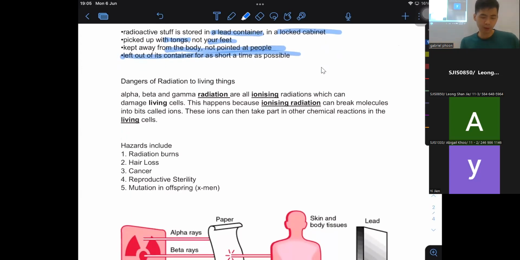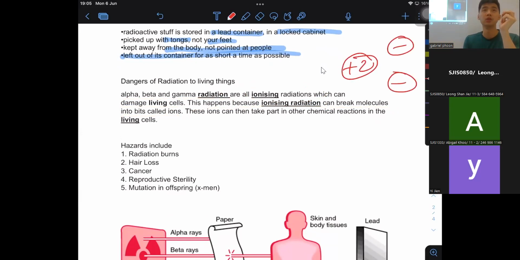So the final part here: alpha, beta, and gamma radiation are all ionizing radiation, which can definitely damage living cells. This happens because ionizing radiation can break molecules into bits called ions. Guys, if you recall just now, I said that alpha has the strongest ionizing power because it's +2, right? Meaning to say it can steal other people's negative charges, right?